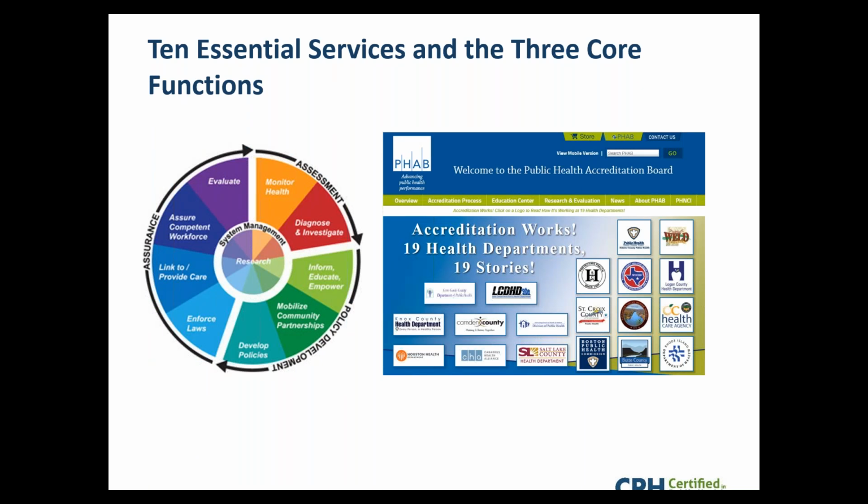So here we are back to that diagram that I showed you when we first started. So we have our 3 core functions: assessment, policy development, assurance. We have our 10 essential services. And over many years, different organizations, different agencies came together to try to make sure that health departments at the state level for sure, at the local level often, actually had the capacity to perform these essential services. They weren't called essential services, they are essential services, that's why they were called that.